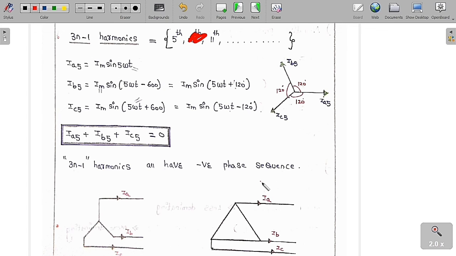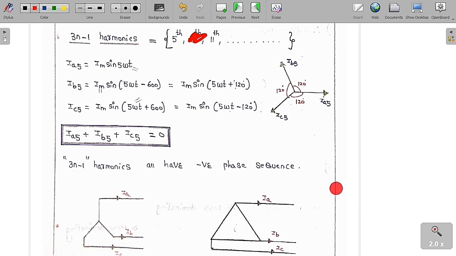What is the nature of the 3n harmonics? If you take the 3 inside, then we are going to get Im sin 3 omega t, Im sin of (3 omega t minus 3 into 120), and Im sin (3 omega t plus 3 into 120). All these are going to be in the same phasor. So Ia3, Ib3, Ic3 all will be in the same horizontal direction, meaning they are all in the same phase.